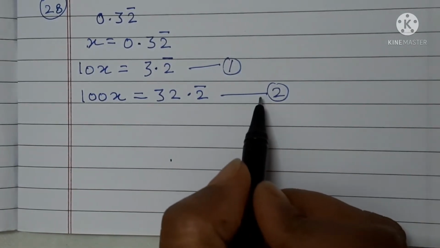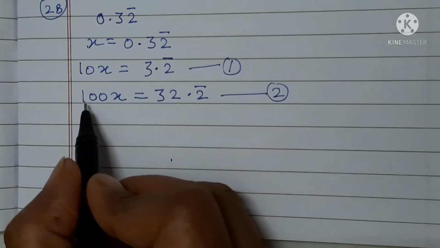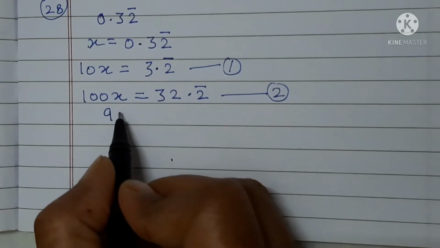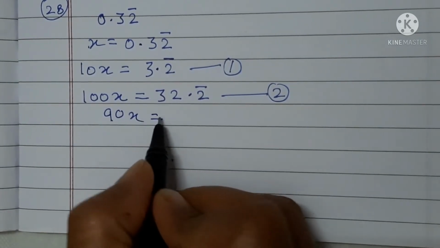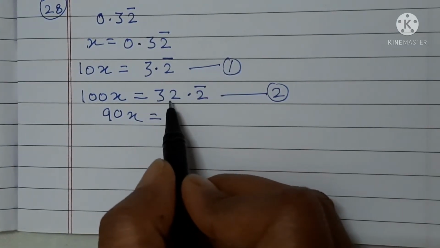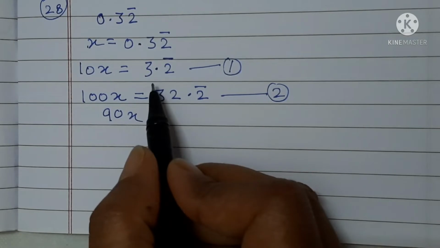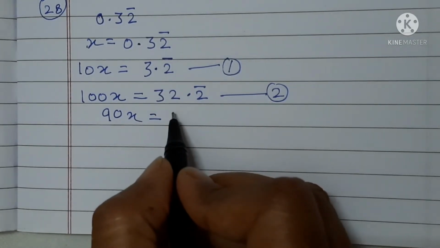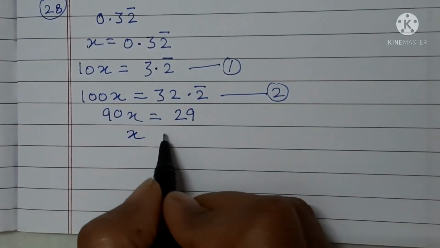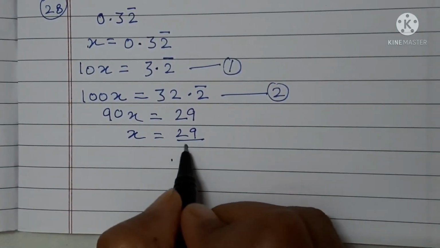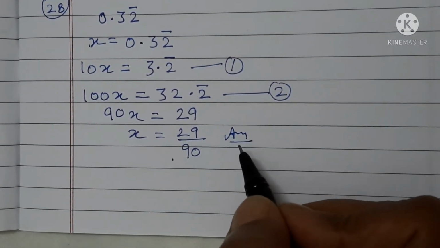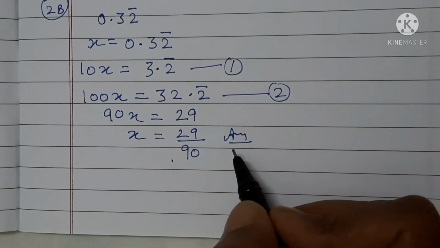So subtract equation second minus equation first, you will get 100 minus 10, which means 90x. 90x is equal to, now you subtract, 0.2 bar will be cancelled, 32 minus 3, so you will get 29. Now x is equal to 29 upon 90. So our answer is 29 upon 90. So which option? Option C is correct.